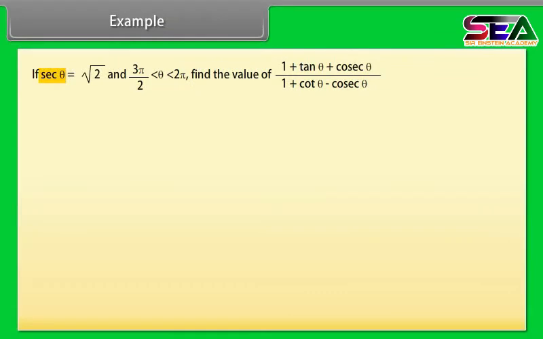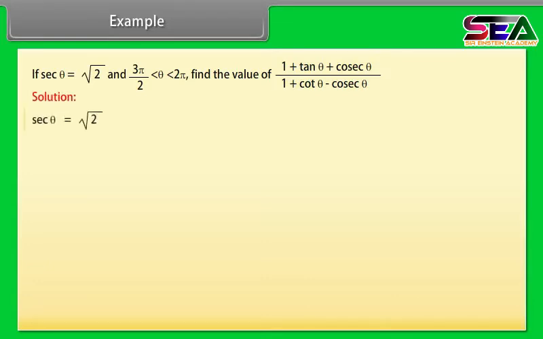Example. If sec of theta is equal to root 2 and 3 pi by 2 is less than theta, which is less than 2 pi, find the value of (1 plus tan of theta plus cosec of theta) by (1 plus cot of theta minus cosec of theta).